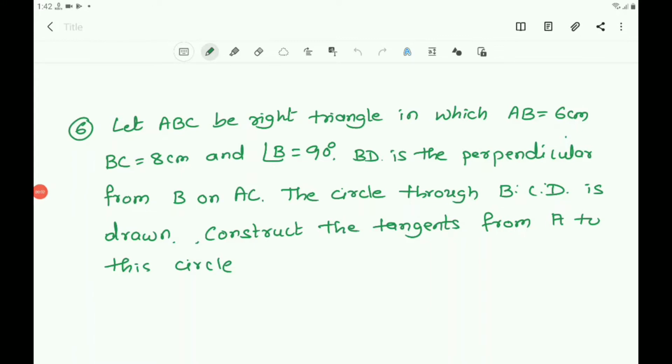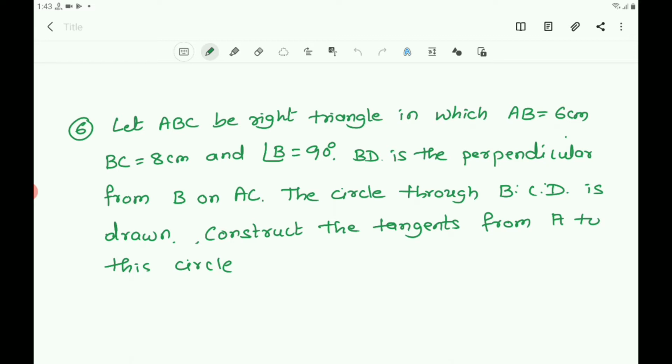Now the sixth construction. Read the question. Let ABC be a right triangle in which AB equals 6 cm, BC equals 8 cm, and angle B equals 90 degrees. BD is the perpendicular from B on AC. The circle through BCD is drawn. Construct the tangents from A to the circle. In the first step, we have to construct the right angle triangle with AB equals 6 cm, BC equals 8 cm, and angle B equals 90 degrees.